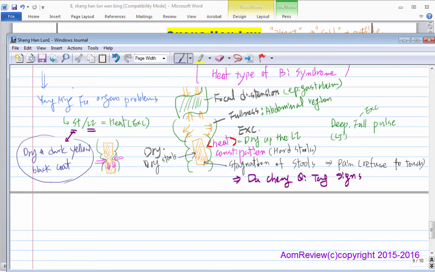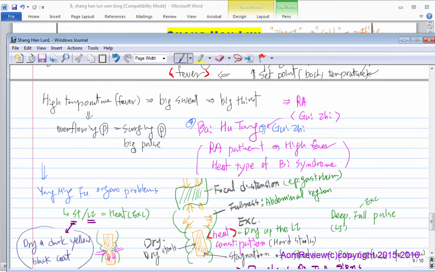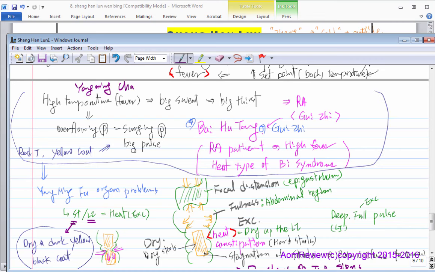The Yangming channel condition is higher. In most Yangming channel conditions, you get a yellow coat and red tongue, red tongue and yellow coat, and also a surging pulse. These are all Yangming channel conditions. And the lower part we call the Yangming Fu.